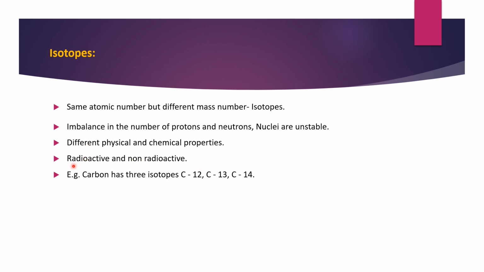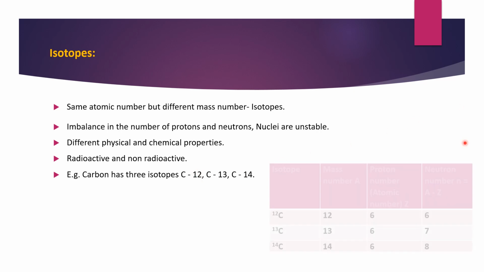For your understanding, I have given here one example of carbon. We all know that carbon has atomic number 6. What I have written here is C12, C13 and C14. These are the three isotopes of carbon. So what are 12, 13 and 14? Yes, you are right, these are the mass numbers. As carbon has 6 protons, here 12 represents the mass number of carbon.